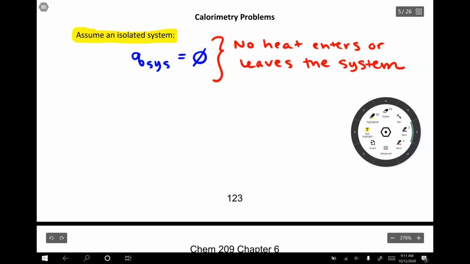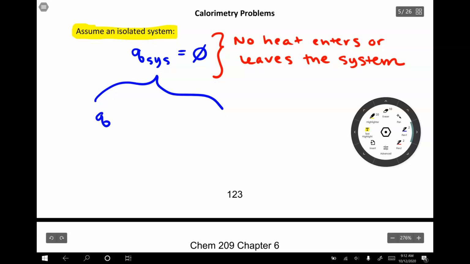If I take this Q system, I'm going to break it down. So I'm considering what's going on inside my calorimeter, and I want to look at the heat changes within my system, within my calorimeter. So I'm going to take this Q system, and I'm going to break it into two terms. And the two terms that I'm using are Q gained, and this represents whatever in the system is gaining heat. And I'm going to add that with Q lost, and this is whatever in the system is losing heat. So I'm looking at the heat transfers that are happening within my calorimeter.